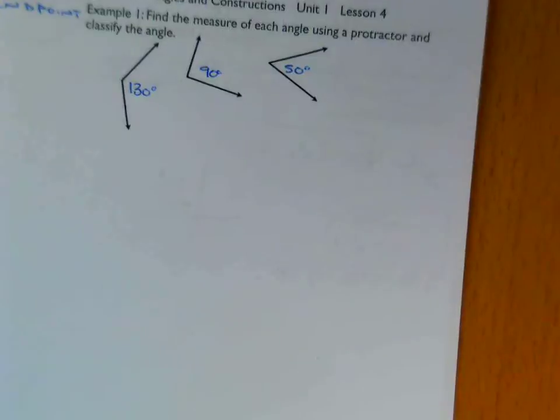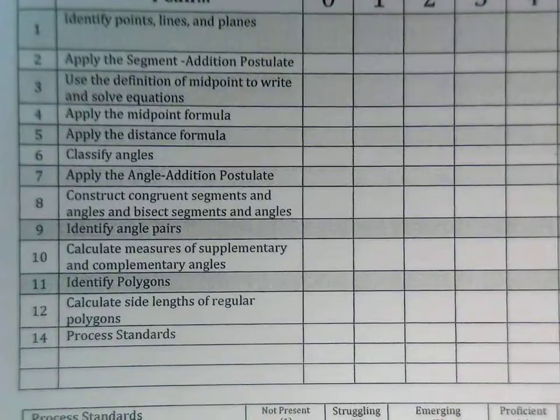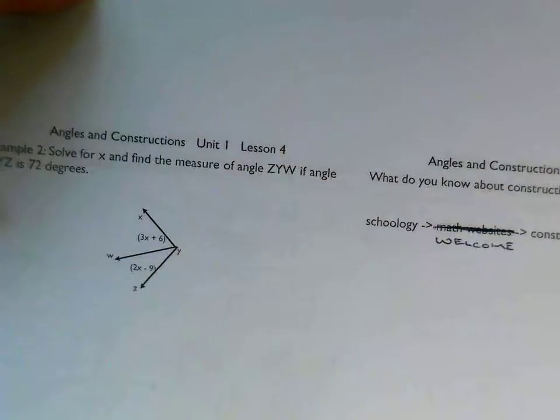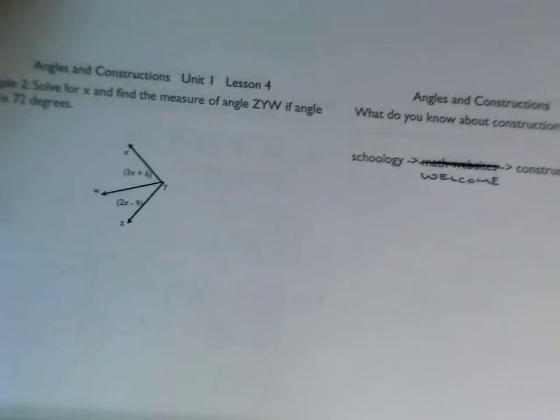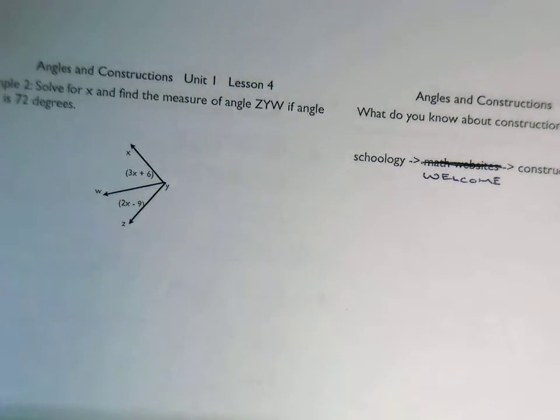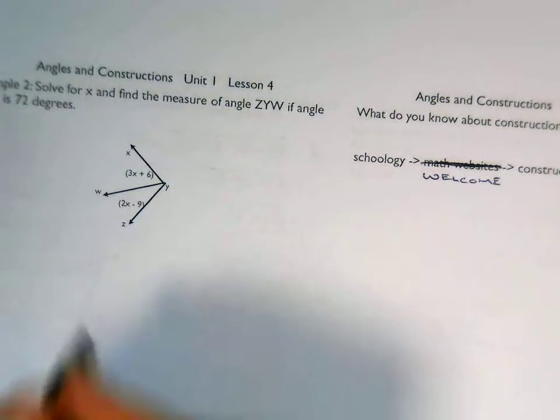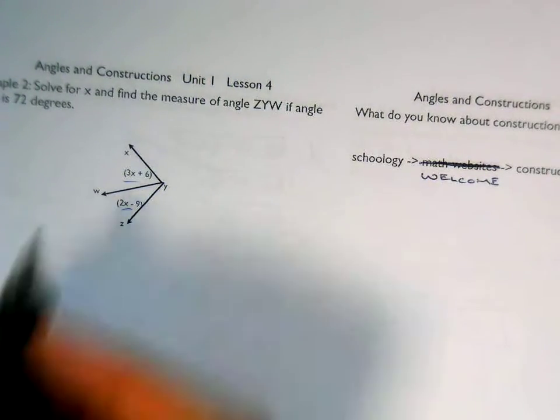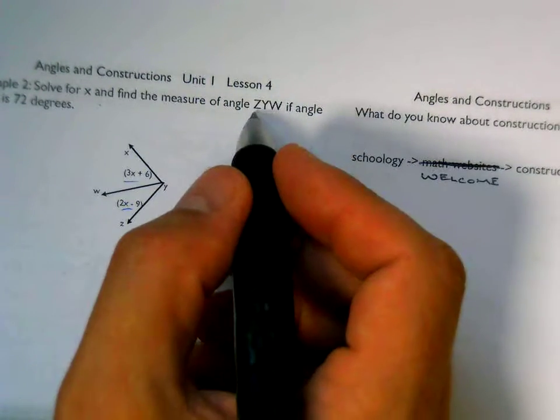Your second I can statement today, if we want to flip back to your I can statement page, after classify angles, we're going to apply the angle addition postulate. And so that's what we're going to do here with this example. Again, we've got multiple levels that we could challenge you with. This one would be that level 2 type of problem where we've got extensions, but they don't have squareds in there, so that we don't have to use the quadratic formula or anything. So it says solve for x and then find the measure of angle ZYW.